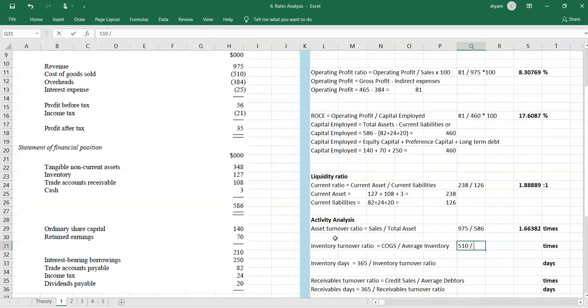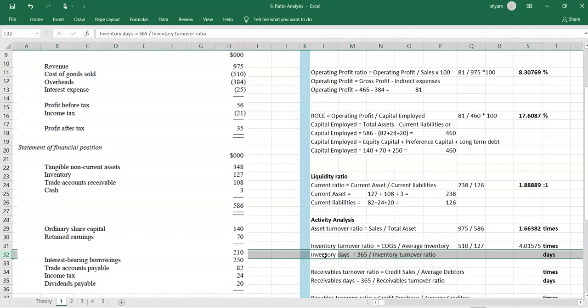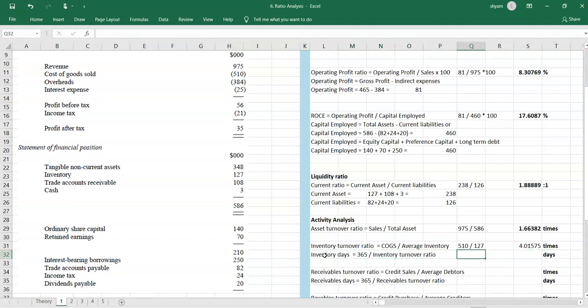divided by average inventory. So if there are 2 years given, then we have to take an average inventory. As a single year is given, we can just take the inventory as given. Okay, so this will give us the answer in times. It's 4, and for this one it is going to be 365 divided by 4.015. So let's get the answer. So the answer is 90.9 days.